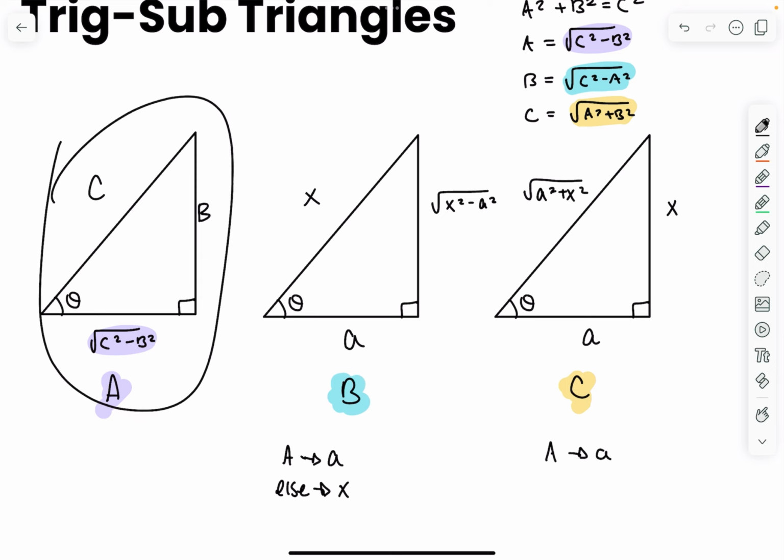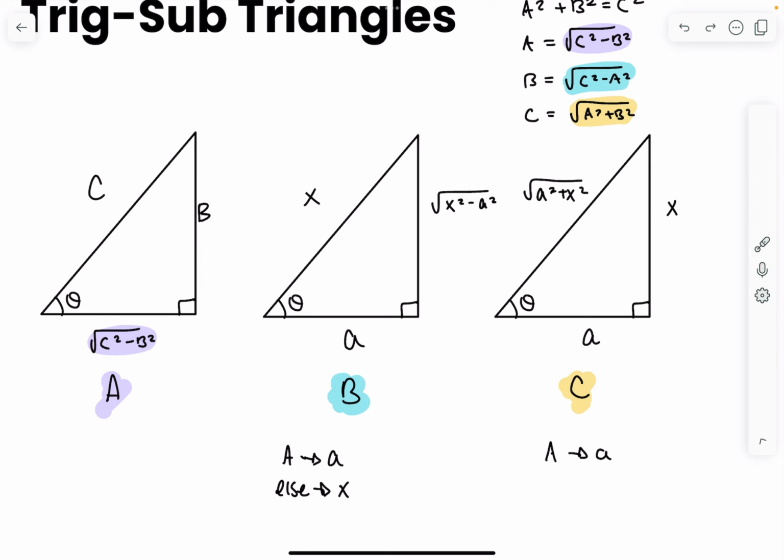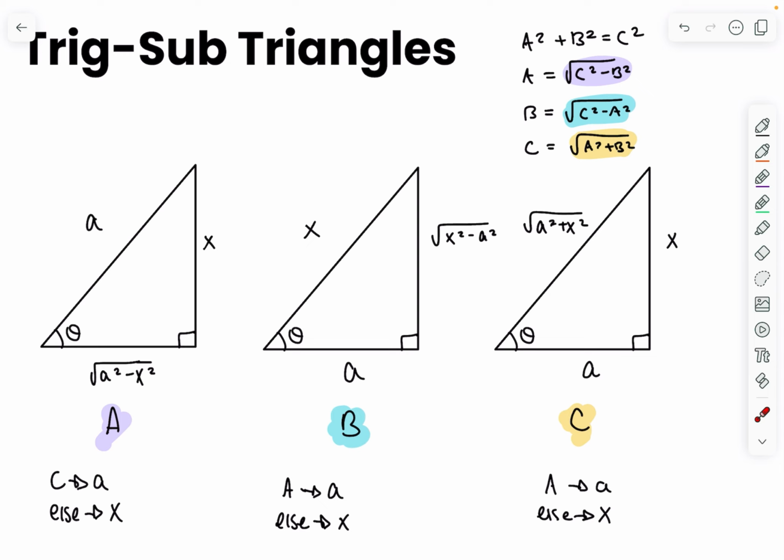And then for this triangle, this is different because there is no capital A. So what you do is you take the C's and you turn those into A's. So this becomes an A, this becomes an A, and then everything else, same thing, turns into an X. So this becomes an X, and this becomes an X. And there we go, simple as that.